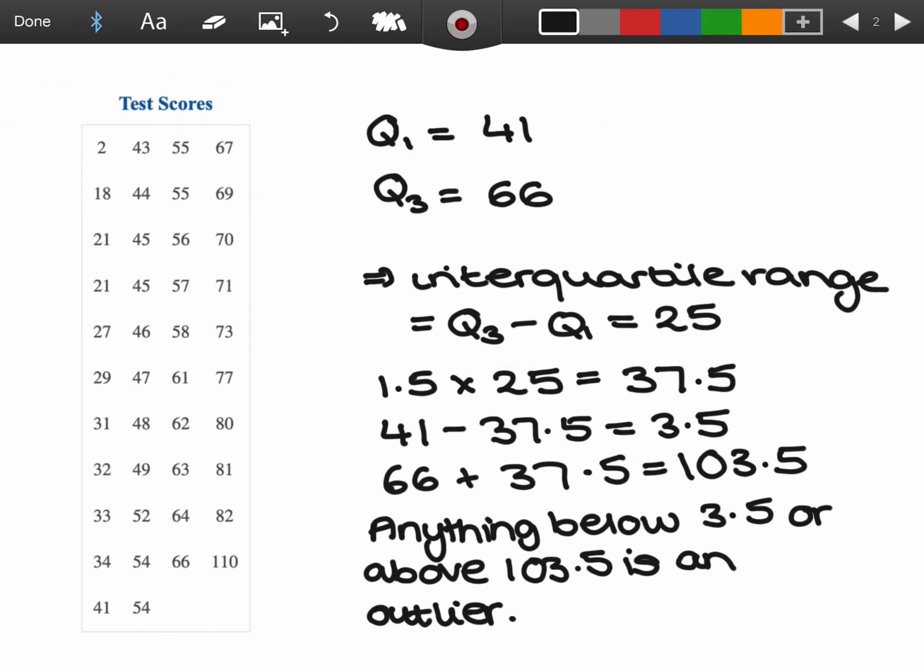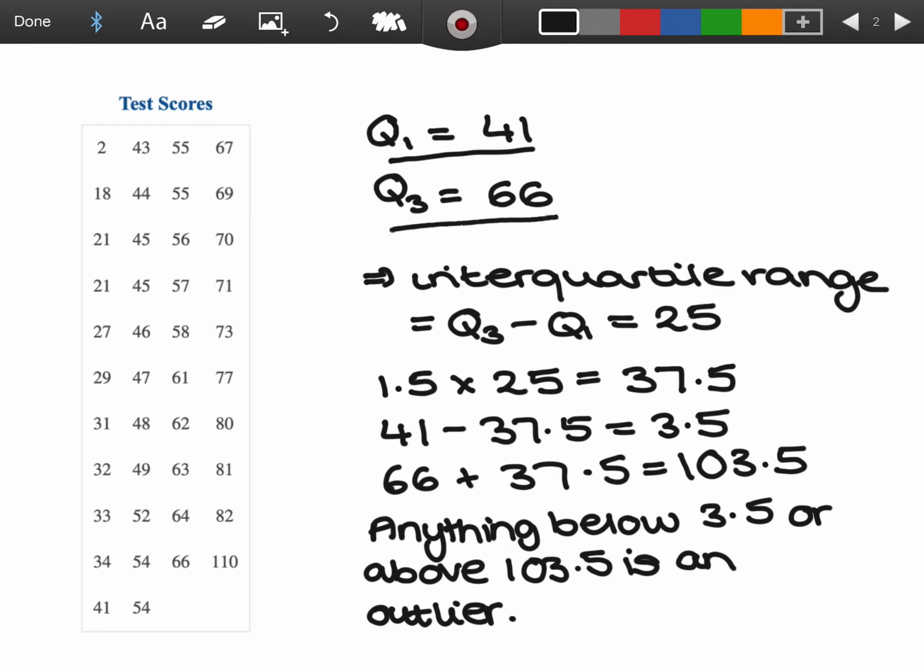Okay, so we've got some test scores. And if you were to put this as a list in your calculator, there's a lot of numbers here, you can do it if you want. But if you were to put this as a list in your calculator, you would find that the lower quartile is 41 and the upper quartile was 66. Okay, if you type that list into your calculator and ran one variable stats on it.